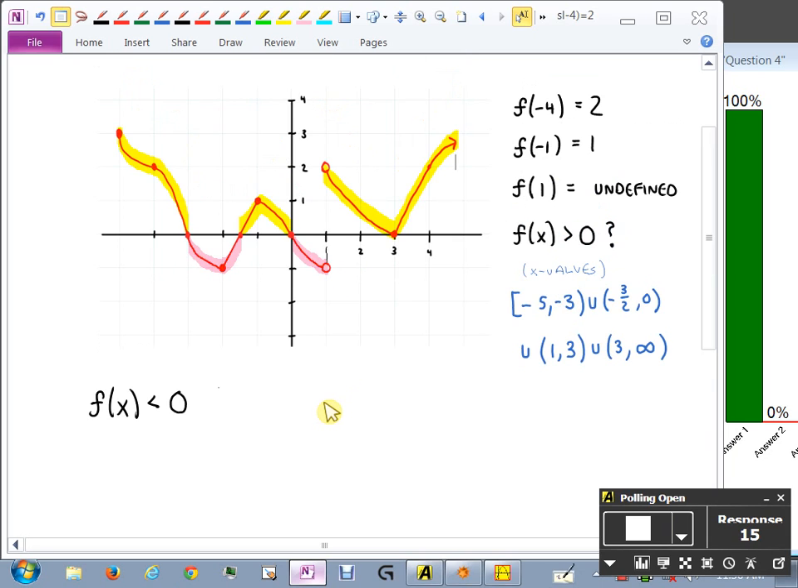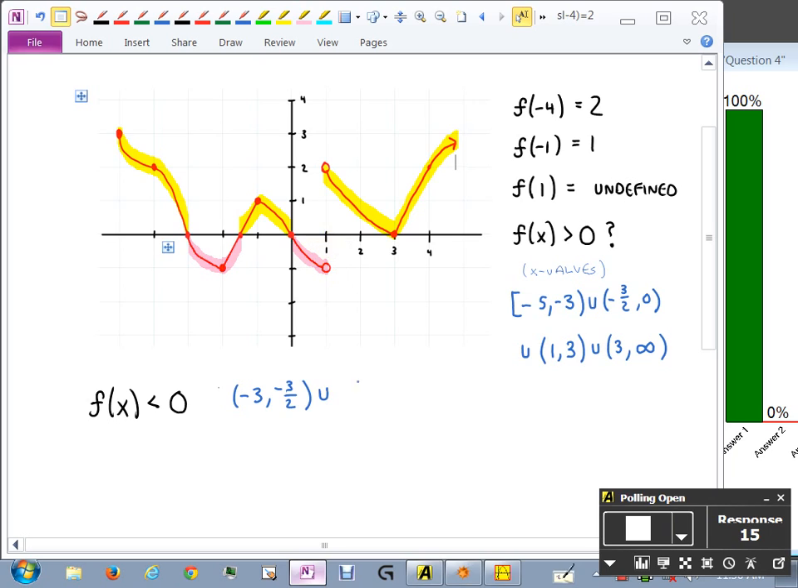That's below the x-axis. So how do I say between here and here? -3 to -1.5, or -3 halves. Do I include the two endpoints? No, because again, at those points I touch the x-axis. I don't want that. I want it to be negative, which means below. So I'm going to say everywhere between -3 and -3 halves, and then union, where? 0 to 1, right?